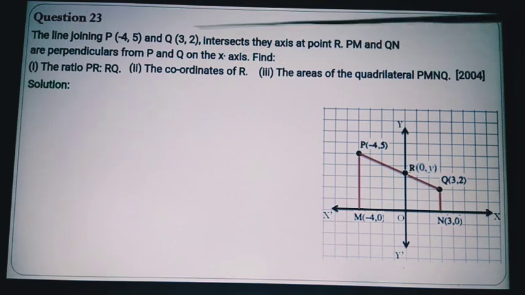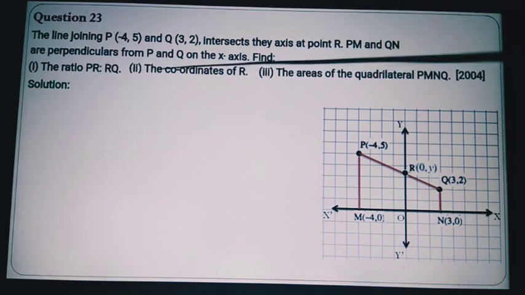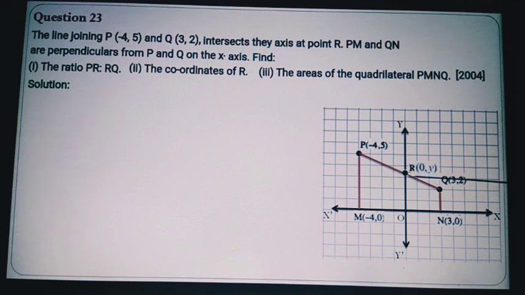The question says find the ratio PR to QN. Now you will try this by yourself. Similarly, you'll find the coordinate of y by yourself. Since this point R lies on the y-axis, the value of x is going to be 0.